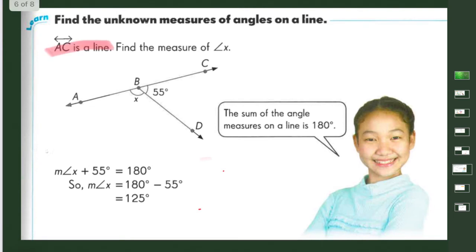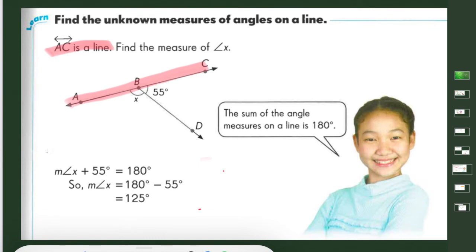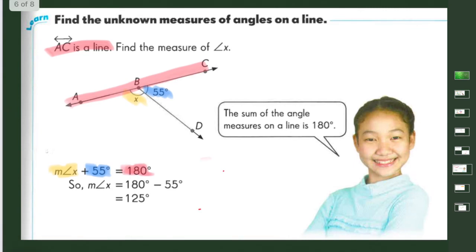Let's see what we know first. We know that AC is a line. So this is a line, which we should know now, it needs to be part of our background knowledge, that has a measure of 180 degrees. We also know that we have one of the angle measures of 55, and the angle measure that's missing that we need to find is angle X. So we know then that the measure of angle X and the angle that measures 55 degrees has to be a total of 180 degrees.